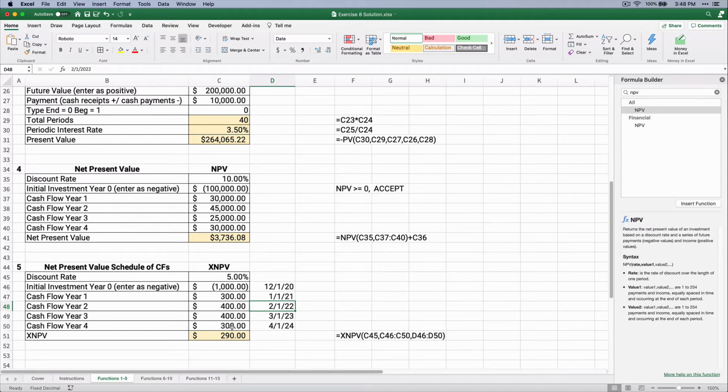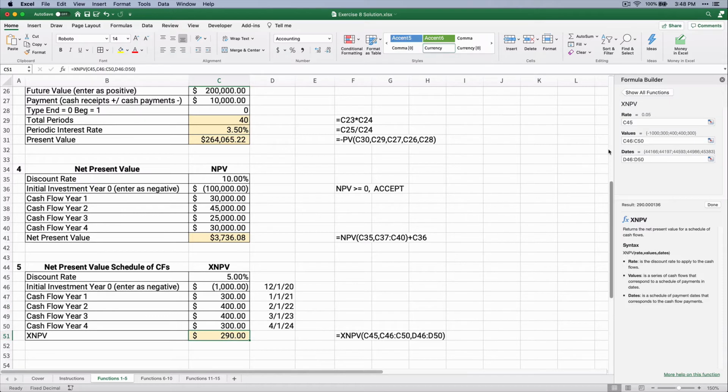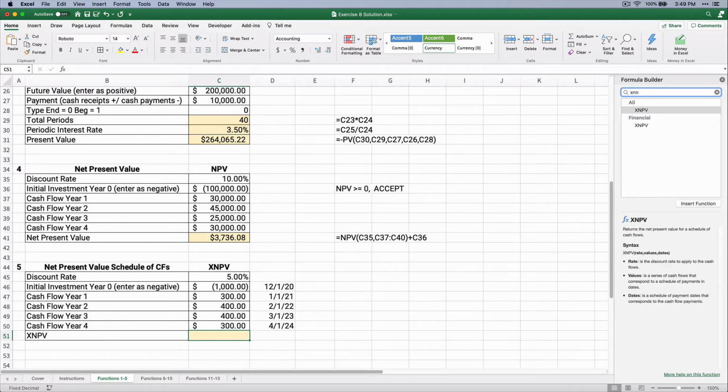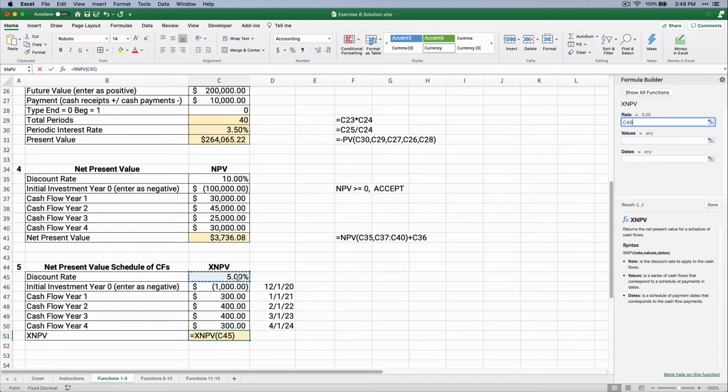So let's do an XNPV. All right, so this is XNPV. This is the new one. Our rate is going to be 5%. Our values are going to be all these numbers, including the negative. We couldn't do that on NPV. The dates, we need to know what dates they happen on. So here, our XNPV is $290,000.